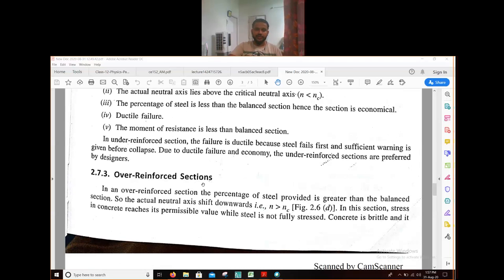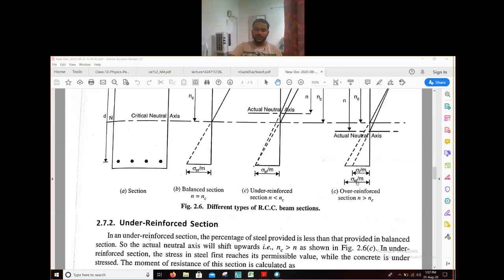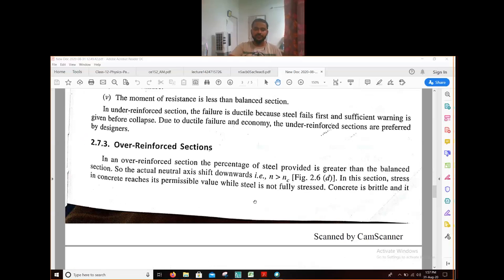Then we have the over reinforced section. By the name itself, you know that in over reinforced section, the percentage of steel provided is greater than the balanced section. You can see in the diagram, if your steel is more, your steel will not fail first. Our concrete will fail first. It means the permissible value of stress in concrete will be reached first, then the permissible value of steel. In this section, stress in concrete reaches its permissible value while steel is not fully stressed.